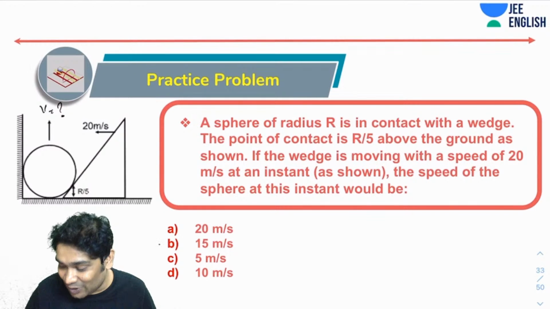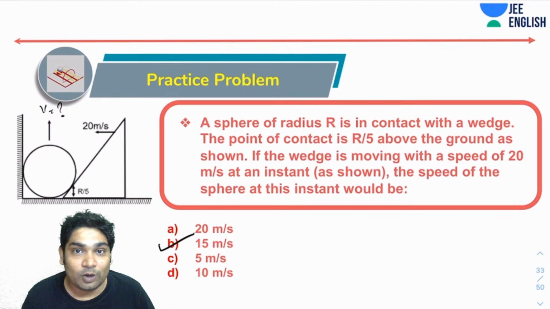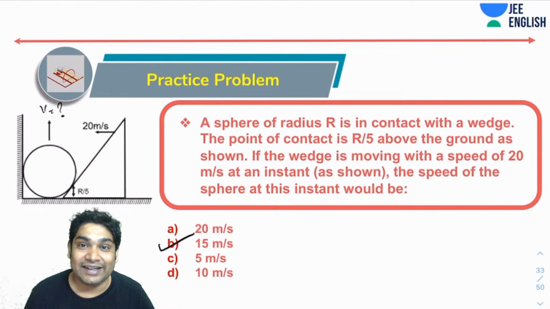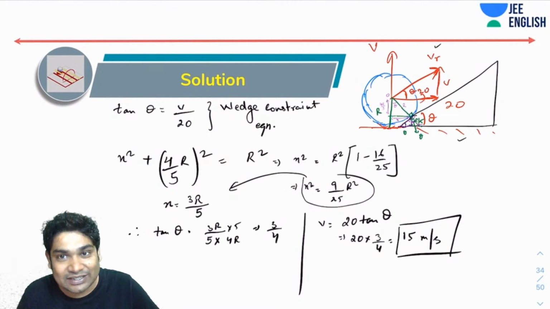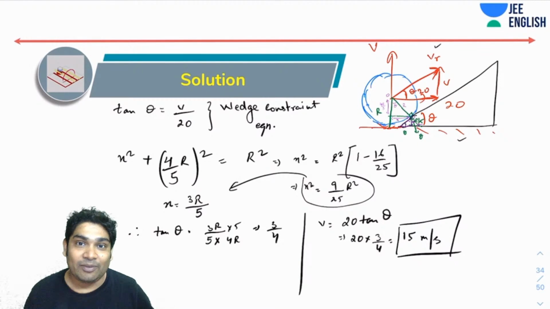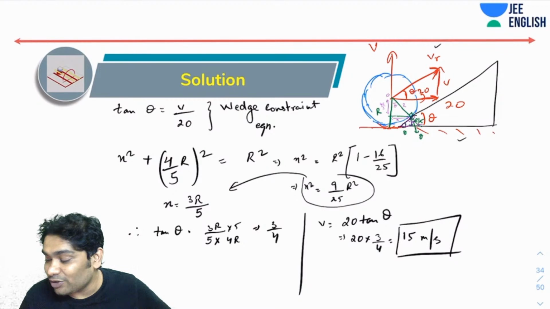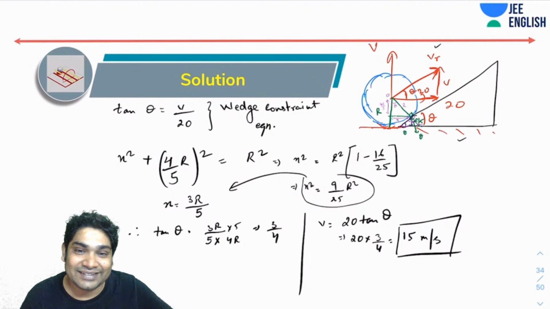So my answer is option number B. I hope all you guys followed this. This is a tricky problem, but trust me, it's not that hard. You have to apply some geometry and a string constraint. That is it. Chinmay, are you okay with this solution? Just go through this solution. There is nothing very tough about it. All the concepts involved are one, wedge constraint, and another, Pythagoras theorem. That's it. The solution is not that tough, trust me.